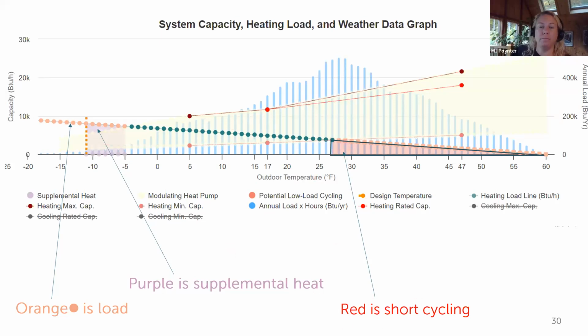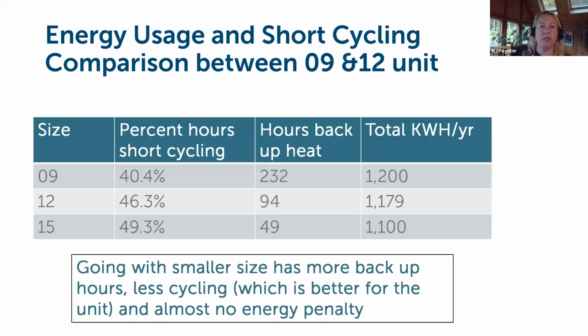a little bit more short cycling. So the question is, is there any benefit of going from the smaller size to the larger size to pick up more of the backup heat, eliminate the backup heat? So at the smaller size, there are 232 hours of backup heat. With the larger size, there was only 49 hours of short cycling. Yeah, you definitely take a hit.